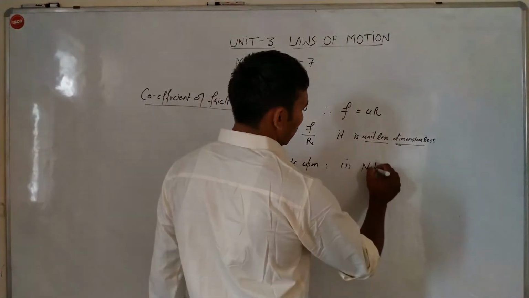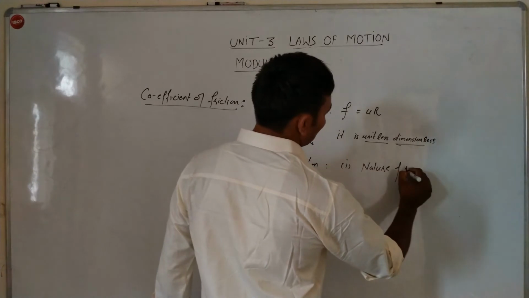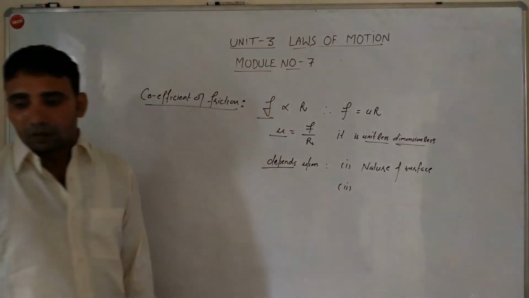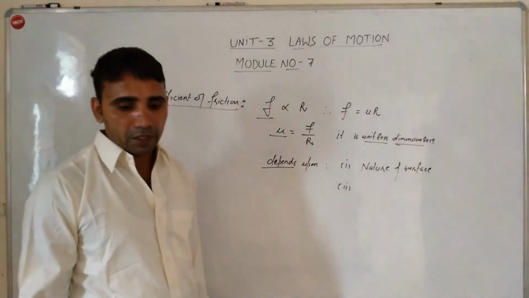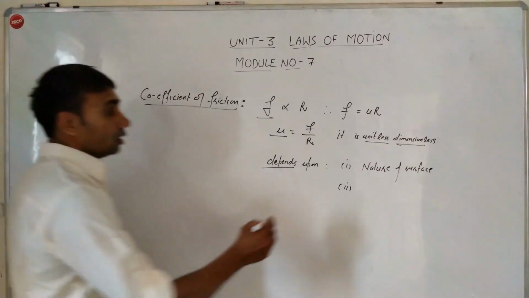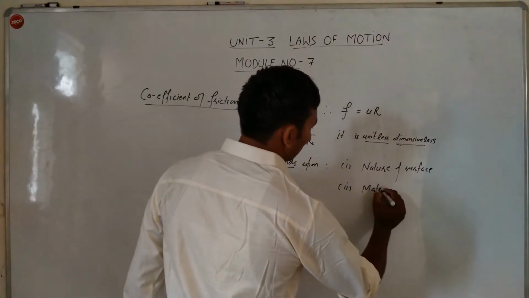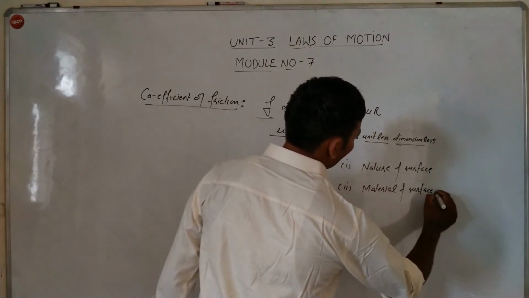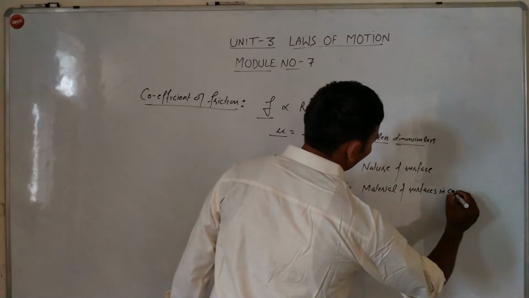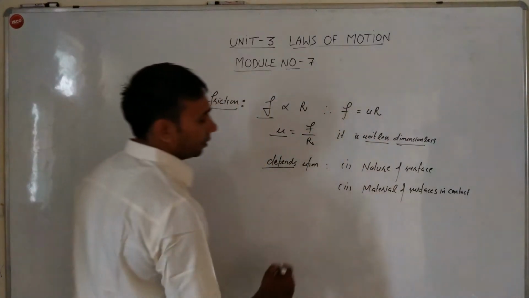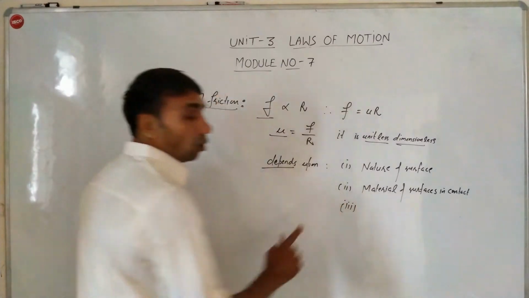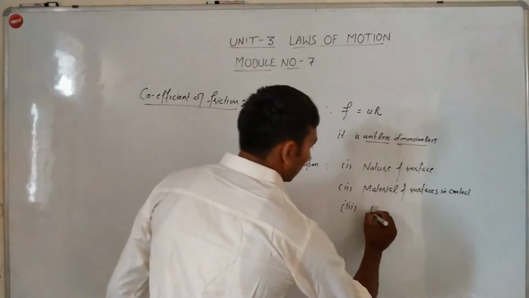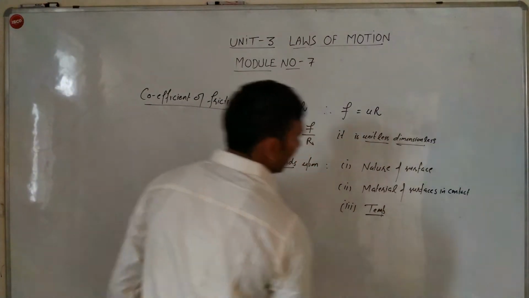First, it depends upon the nature of surfaces, the material of surfaces in contact. Third, coefficient of friction also depends upon the temperature of the body.